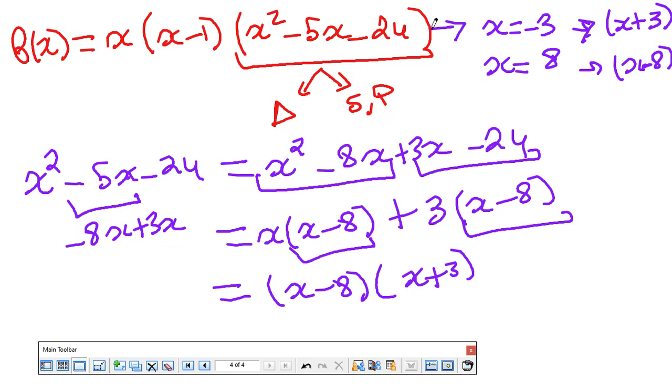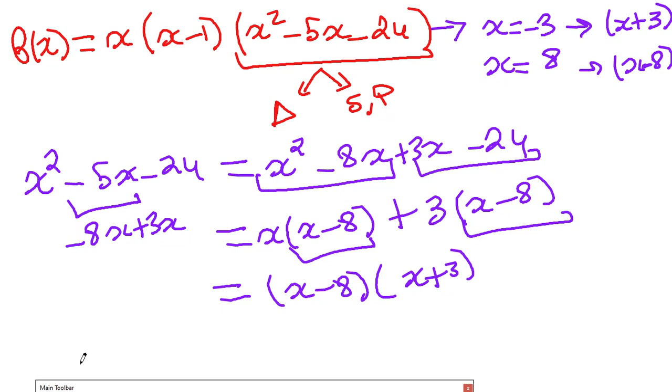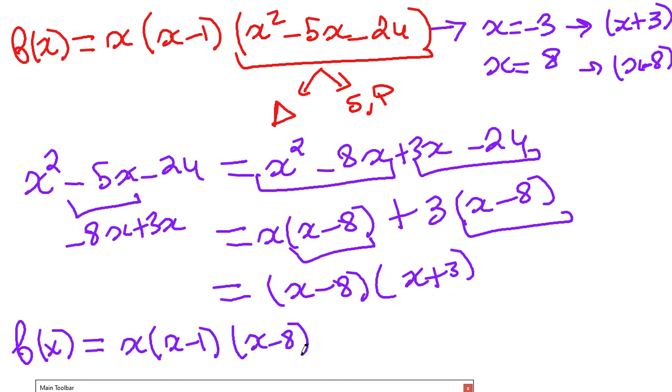So here I did it by delta, on the calculator or manually. Delta is b squared minus 4ac, and when I get delta, I find the roots: minus b minus radical delta over 2a, and minus b plus radical delta over 2a. If you can, you can even do it with the calculator. And now I can finally write the final answer of f of x factorized, where each factor is a linear factor: x times x minus 1 times x minus 8 times x plus 3.